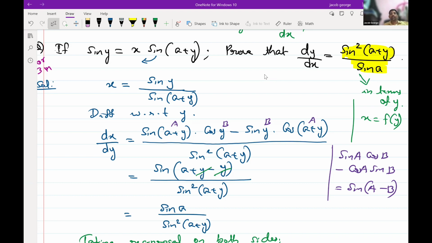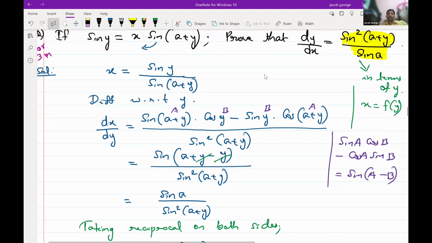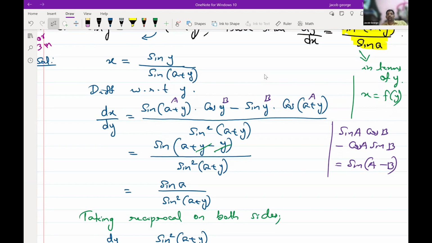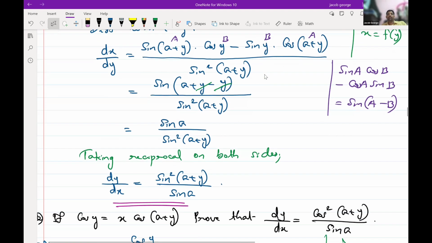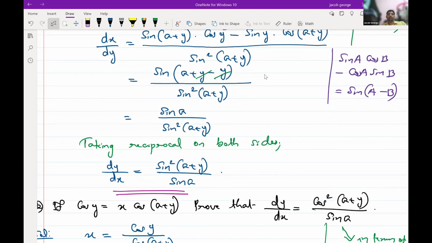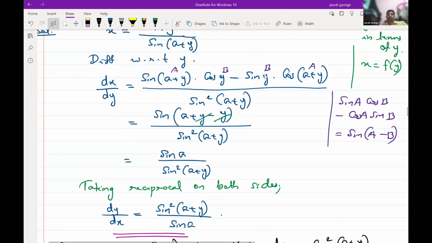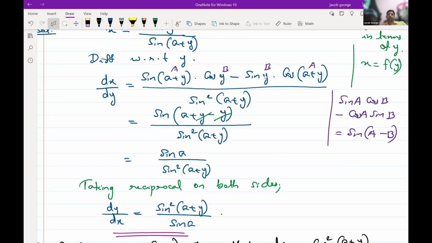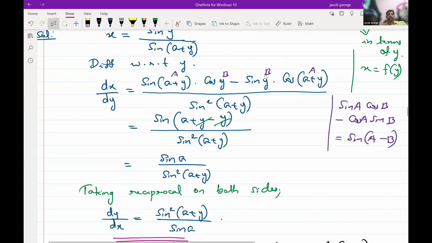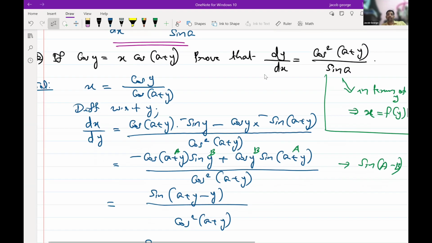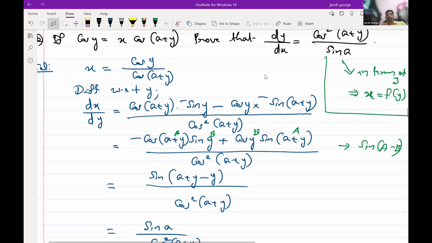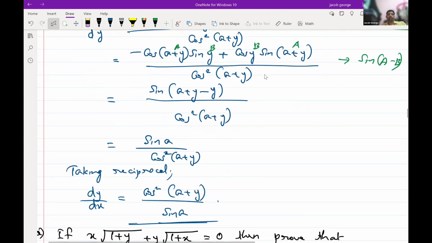So we get sine a plus y minus y, that is sine a, so dx by dy is sine a by sine square a plus y. Then we have to take the reciprocal on both sides to get dy by dx. So dy by dx is sine square a plus y by sine a. Hope you all understood this. It is a very important 2-marker or 3-marker type. Next question is also similar type. Writing x in terms of y, x equal to f of y, because the right-hand side is in terms of y, and then differentiate with respect to y, and finally we take the reciprocal.